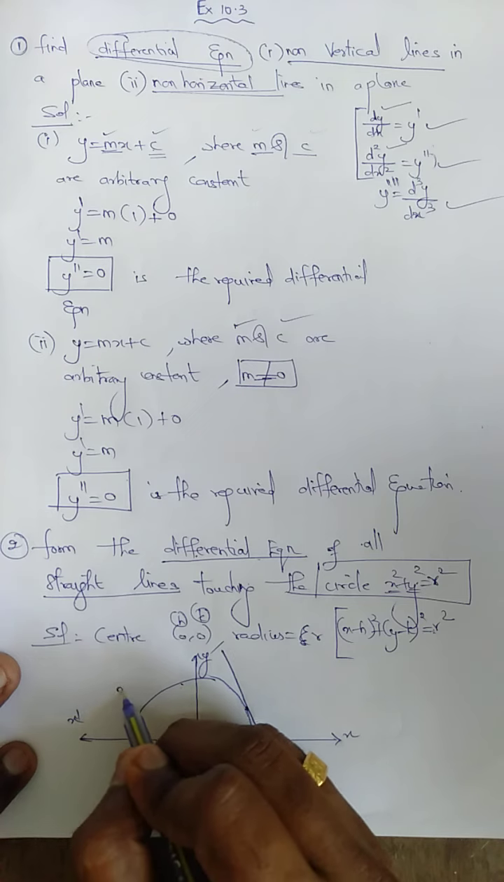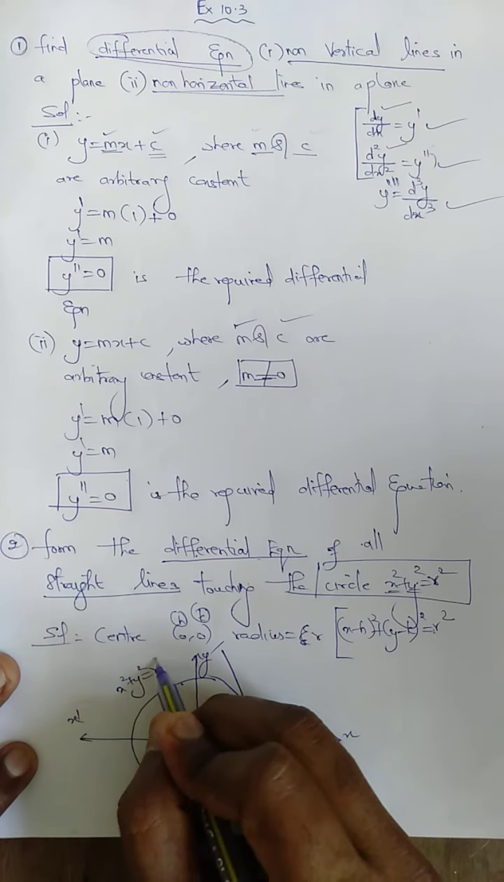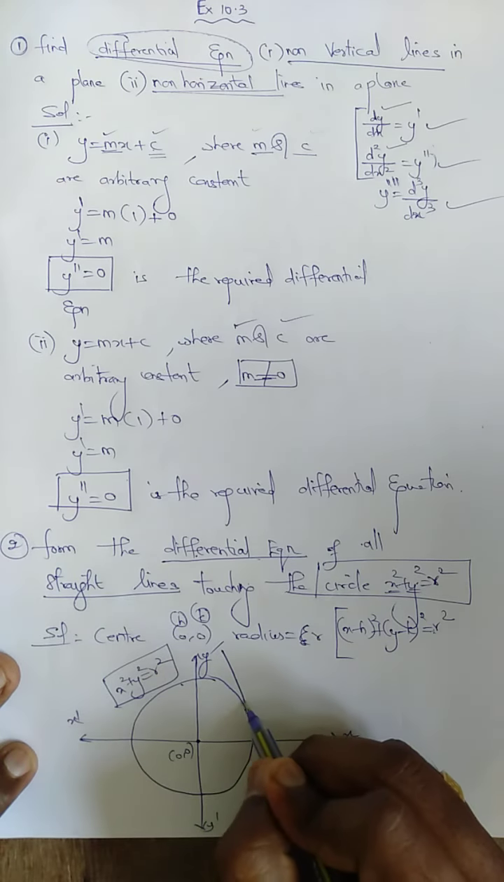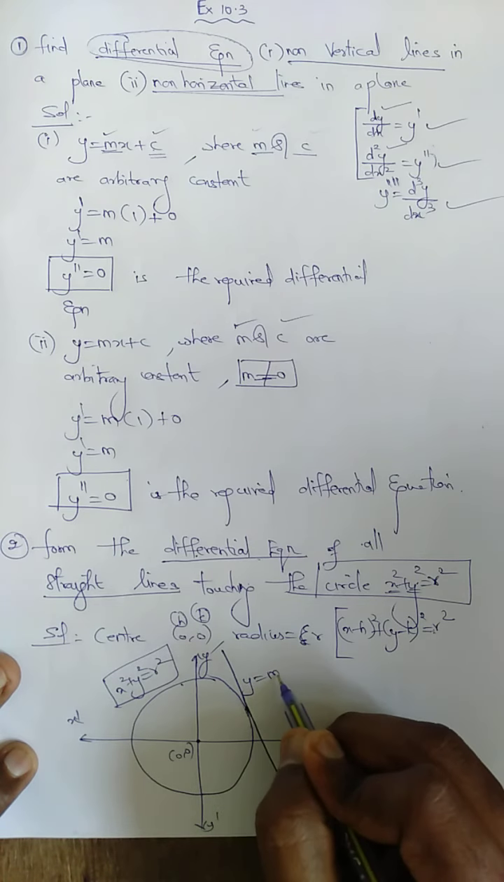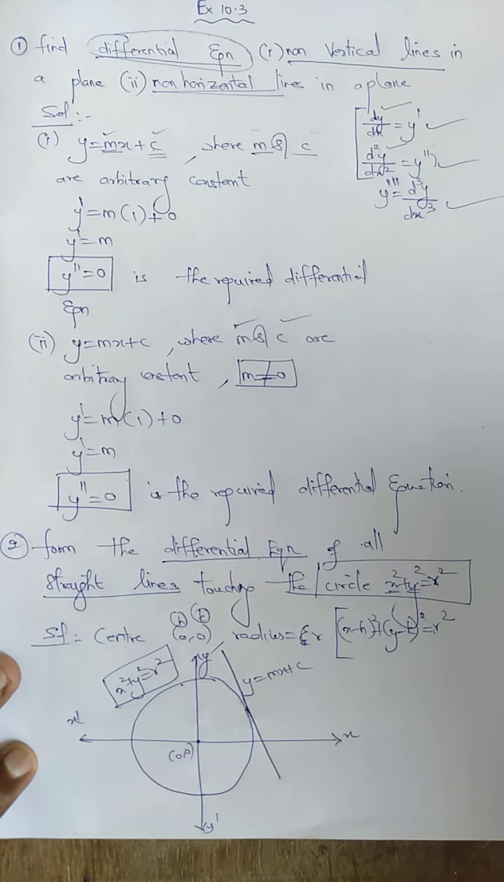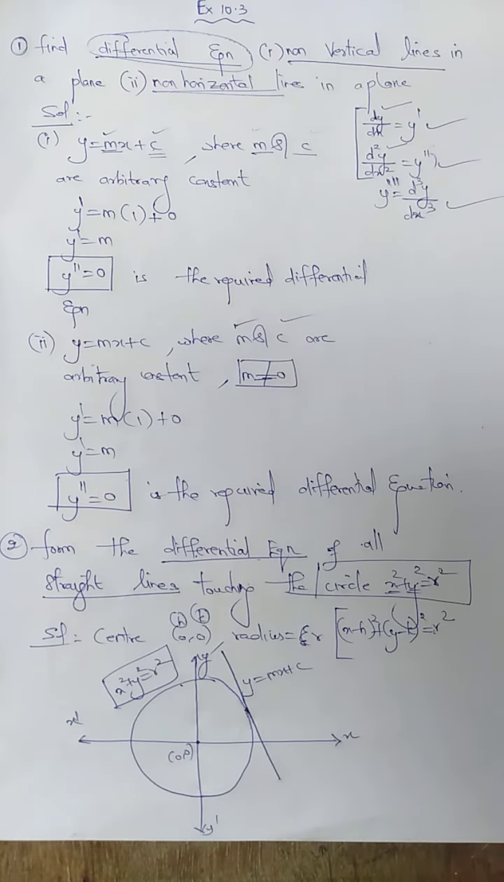So the circle equation is x square plus y square is equal to r square. What is the line equation? y is equal to mx plus c. This is the line equation. The circle equation is x square plus y square is equal to r square, and the line is y is equal to mx plus c. I need to find the differential equation. It is a somewhat lengthy sum, but don't worry.